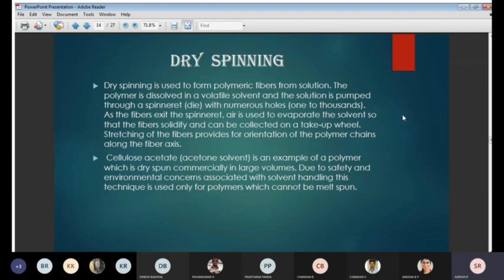In order to develop these fibers, there are different techniques. In your syllabus, there are 3 important types: one is dry spinning, wet spinning, and the other one is melt spinning. From the examination point of view, at least any one will be there for the 10 marks. With a neat sketch, you have to explain the spinning process along with the advantages and the disadvantages.